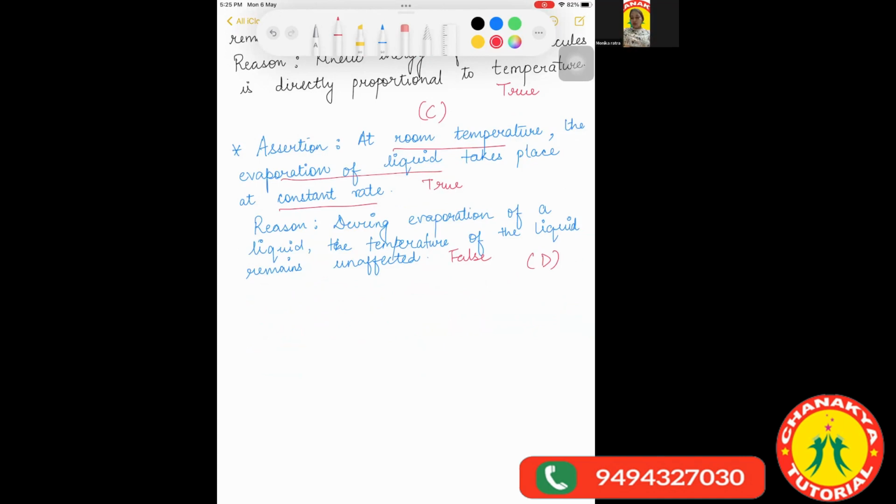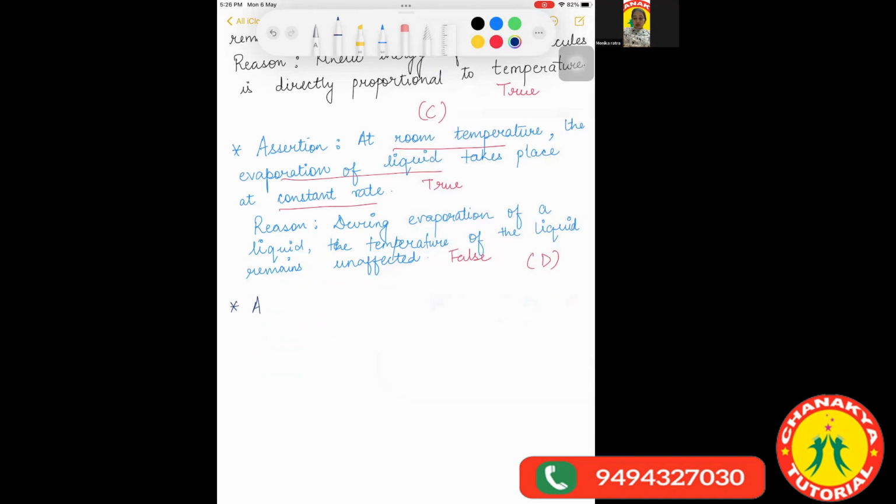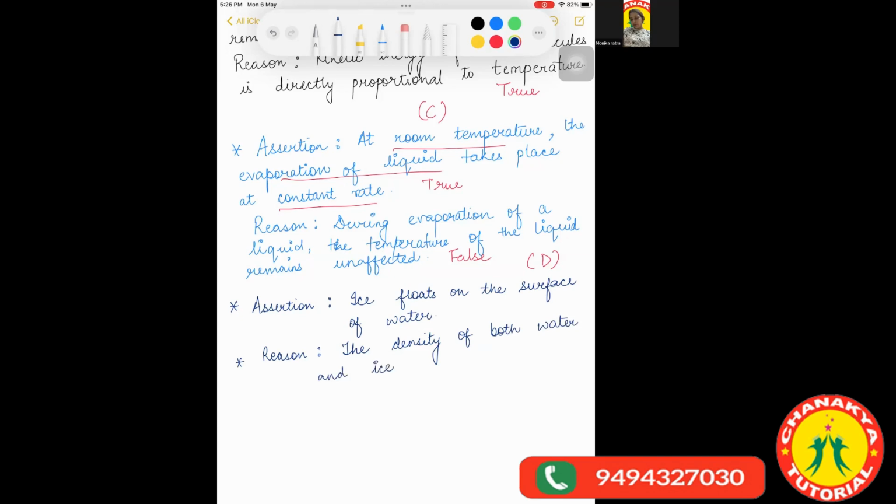One more assertion reason for you all. Assertion: ice floats on the surface of water. And the reason is: the density of both water and ice is same. So children, what do you think?